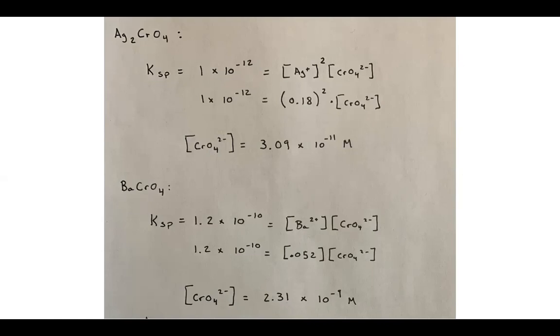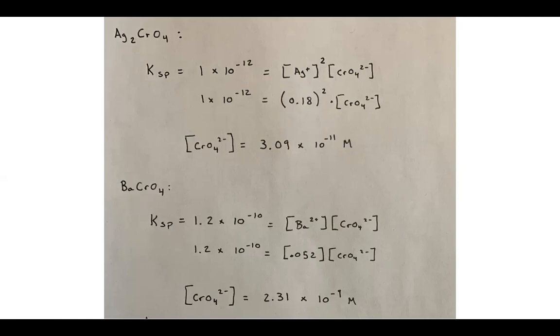Okay, so I'm going to start with silver chromate. My KSP for this is equal to 1 times 10 to the negative 12th. Now, if you wrote out your equation for this, you'd find that it dissolves into 2 atoms of silver and 1 molecule of chromate. And so our KSP expression should be equal to the equilibrium concentration of silver squared times our concentration of chromate.